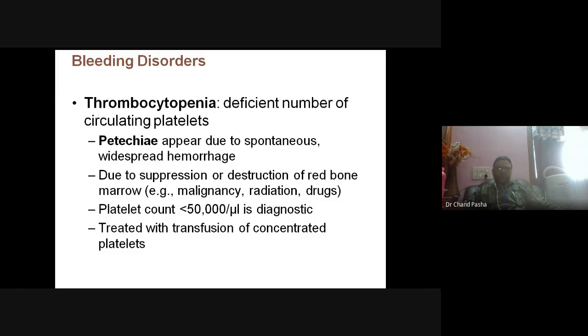This is happening because in adults all the cells are produced in the bone marrow itself. This red bone marrow is affected by malignancy or cancer, radiation, and drugs. If platelet counts get reduced to less than 50,000 per microliter, it is considered thrombocytopenia, and you need to transfuse platelet cells immediately.